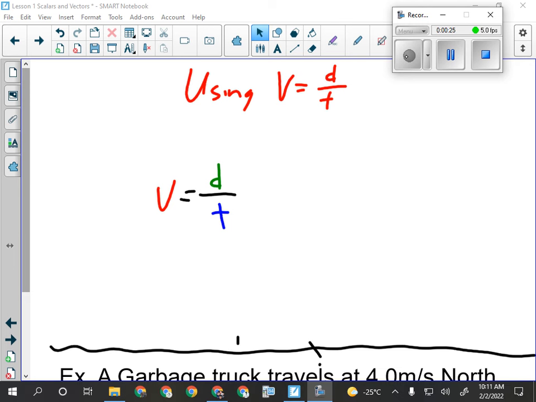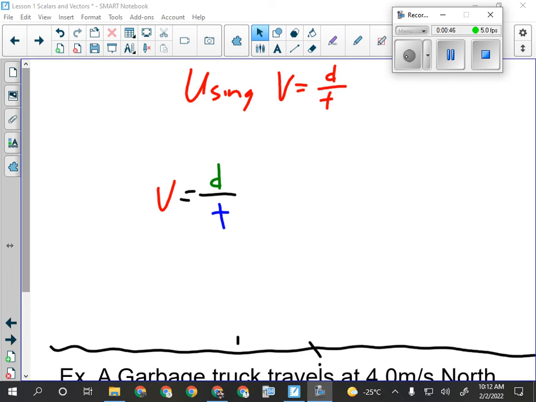What I want to do today is go over some vector versus scalar types of questions, because we solve them a little bit differently. We have to take into account things for vectors that we don't have to take into account for scalars. Quickly review the use of v equals d over t and understand what that formula really means, or what it can mean, because it has multiple meanings.